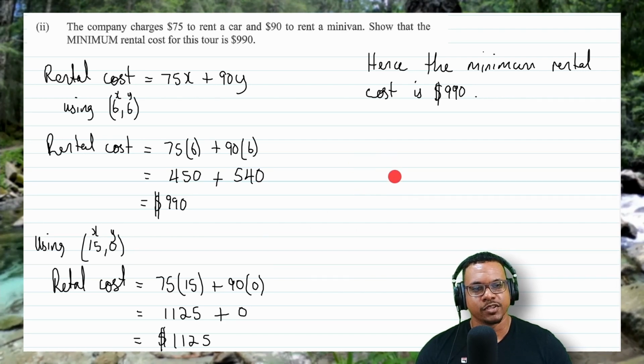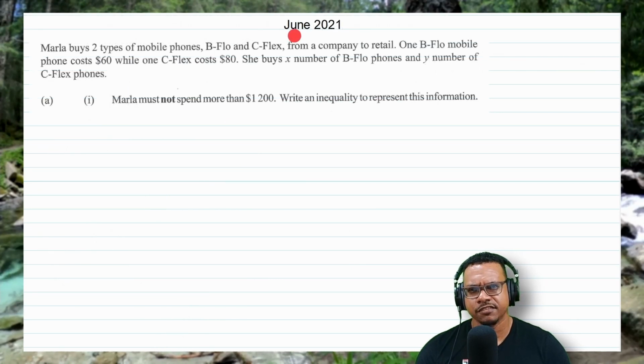Okay, and that's it for 2022. Let's move on to 2021. So here we have question 8 for June 2021. We have Marla buys 2 types of mobile phones. So we have B-Flow and C-Flex from a retail company. So one B-Flow mobile phone costs $60, while one C-Flex costs $80.